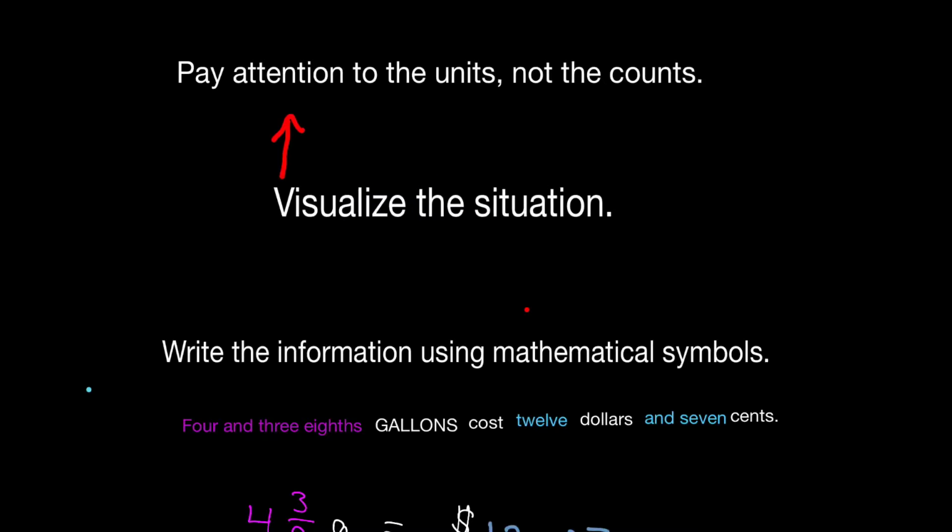Solving story problems. The first step is to pay attention to the units and not the counts. Don't worry about what the numbers look like. Pay attention to what the numbers are counting. Read the problem a couple times and visualize what the situation is. Write the mathematical information using mathematical symbols.